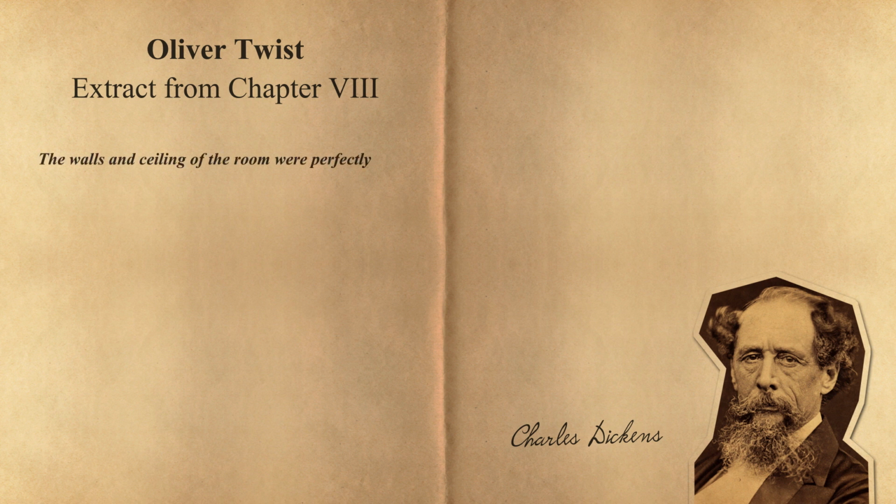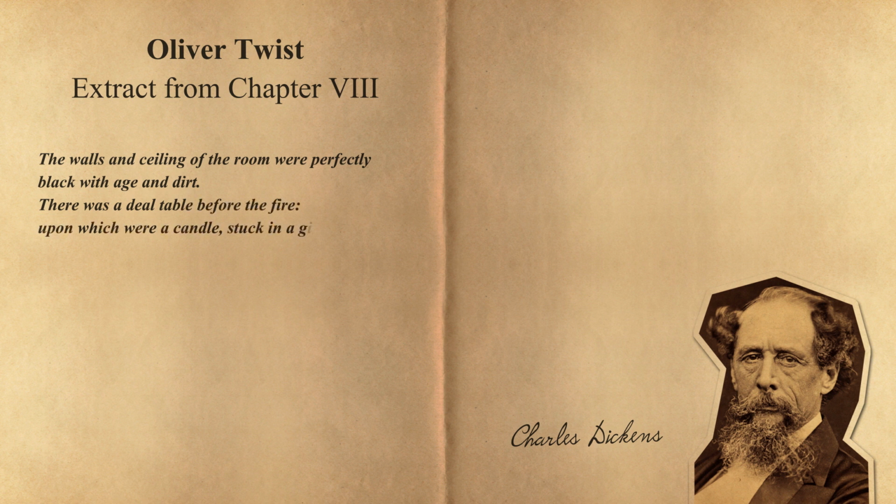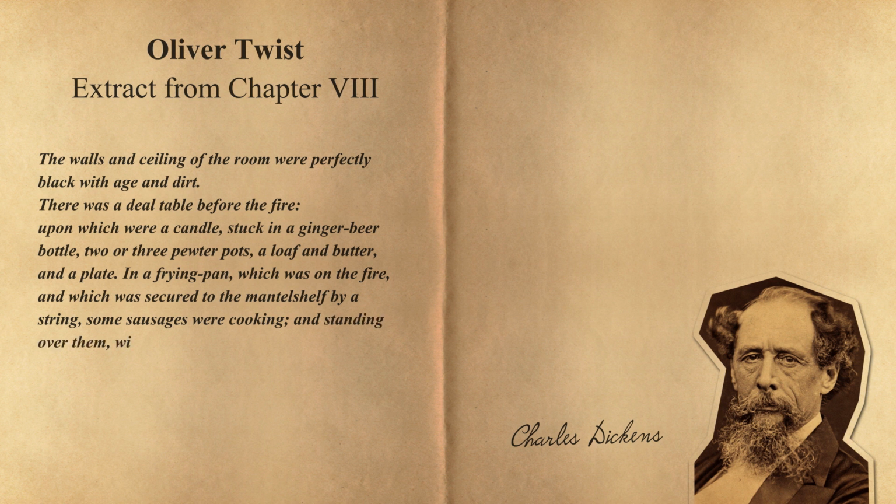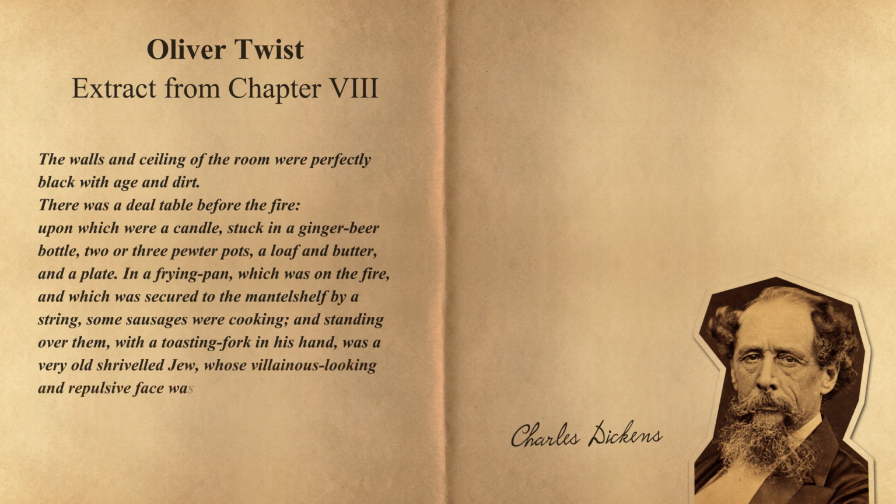The walls and ceiling of the room were perfectly black with age and dirt. There was a deal table before the fire, upon which were a candle stuck in a ginger beer bottle, 2 or 3 pewter pots, a loaf and butter, and a plate. In a frying pan which was on the fire, and which was secured to the mantel-shelf by a string, some sausages were cooking, and standing over them, with a toasting fork in his hand, was a very old shrivelled Jew, whose villainous-looking and repulsive face was obscured by a quantity of matted red hair.